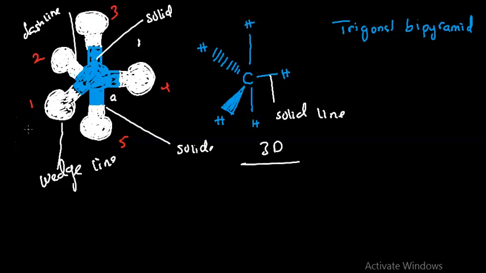So let's take a quick revision again. When we say a solid line, these are just lines which are flat on the plane or flat on our screen. And when we talk about the wedge line, it is used for a bond in front of the plane, and a dash line is used for a bond behind the plane.